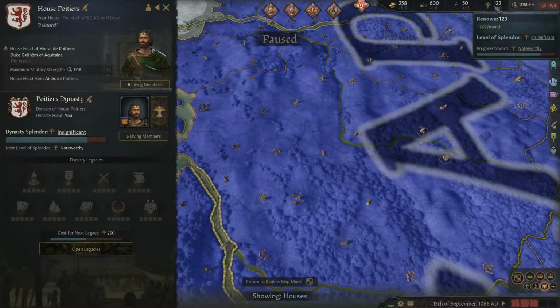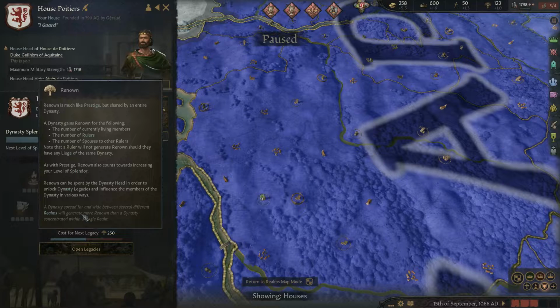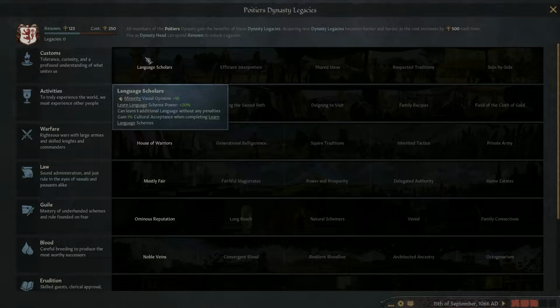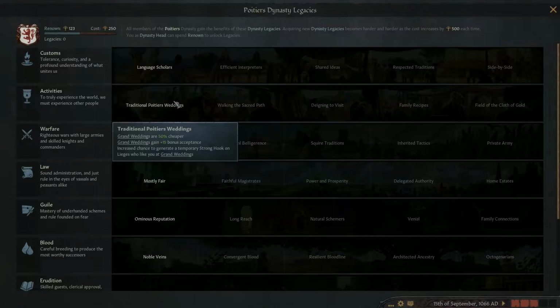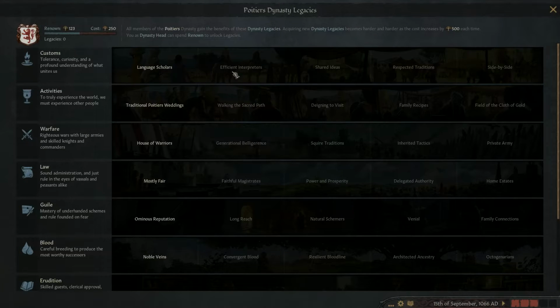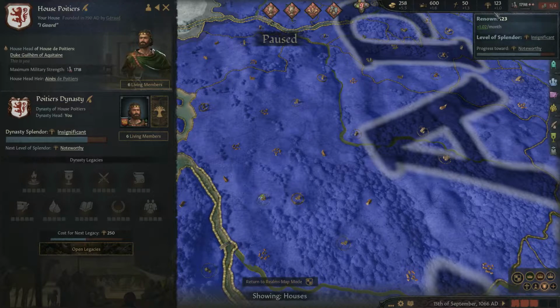We need to increase our renown. So we can open up, you see, legacy here. These dynasty legacies are a perk tree within itself for families, which everyone within your extended family will get. For example, if I was to get this activities, everyone in my family will get grand weddings cheaper, bonus acceptance, and lieges who like me can get a strong hook. There you go. And that is the currency of that. They get that various ways. For example, having living members, which means having lots of children with patriarchal marriages to your family, be very important, as well as having titles within your family.